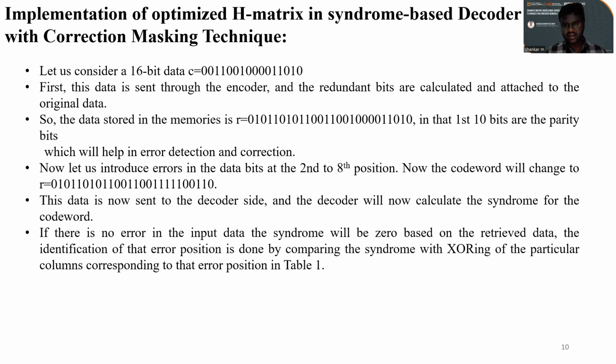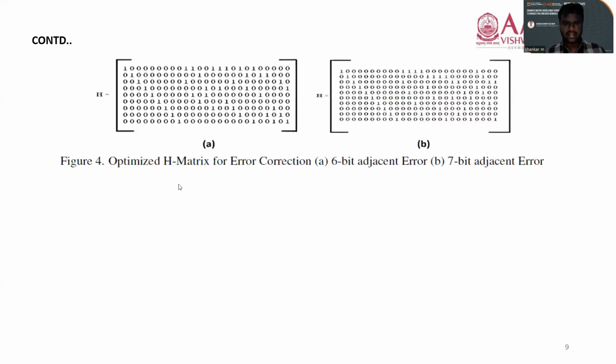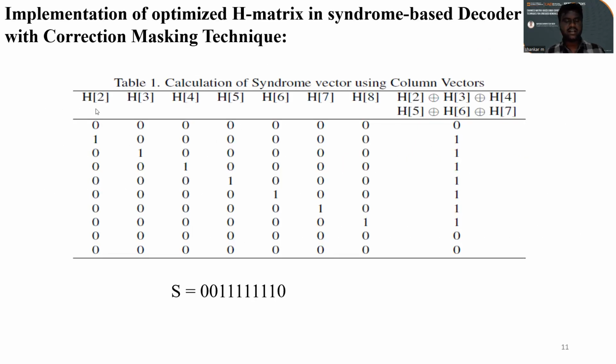As I introduced error in this, the syndrome will not be zero, and we'll detect it by this method. If you see the columns of the H matrix, as in the previous slide, this is the H matrix we used for the computation. We see that the H matrix second column, third column, until the eighth column are XORed, and we got the syndrome vector as mentioned here.